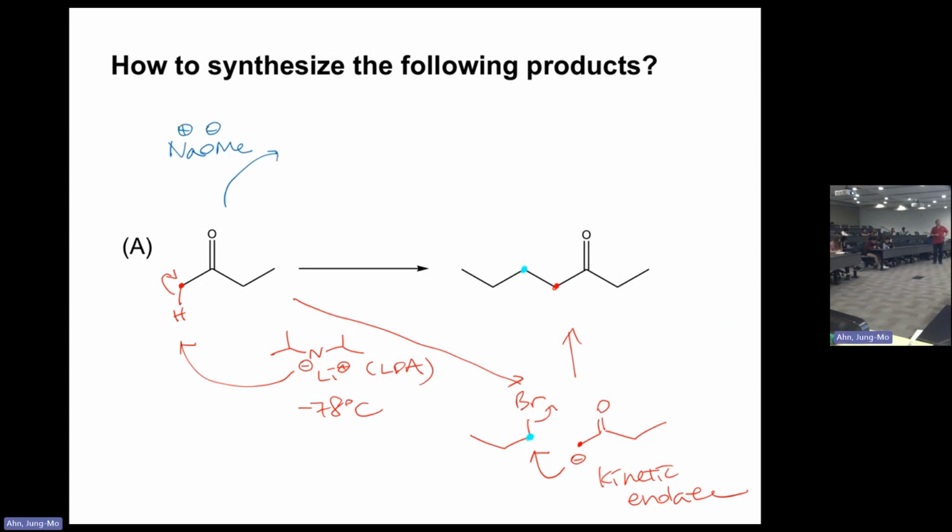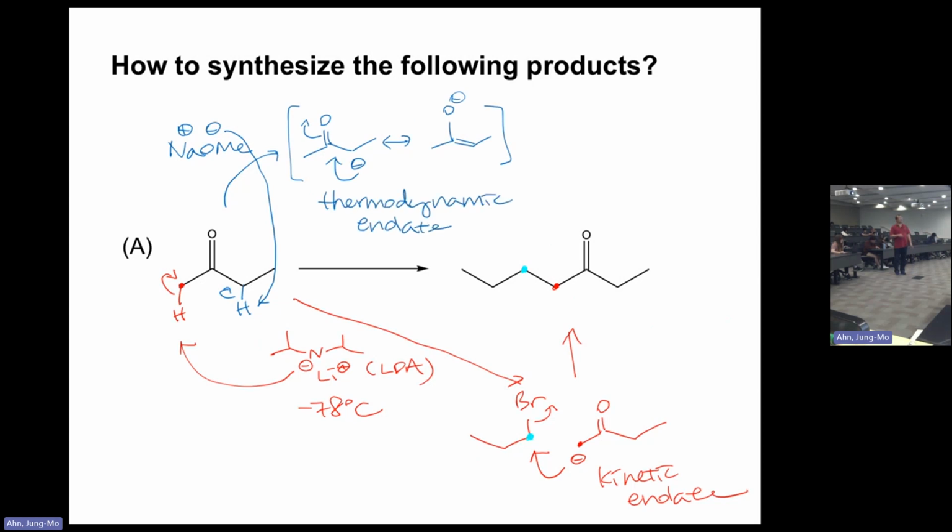If using a conventional base, then the enolate that is going to be created is this: the hydrogen on the more substituted carbon is going to be taken away. So you get the thermodynamic enolate. And that will react with this propyl bromide, right? Then you're going to get the propyl group substituted at that position. So this is what you will get. If you choose the wrong base, you will get a different product.